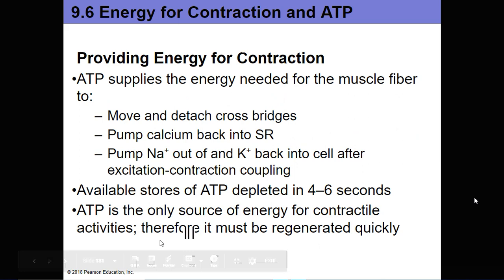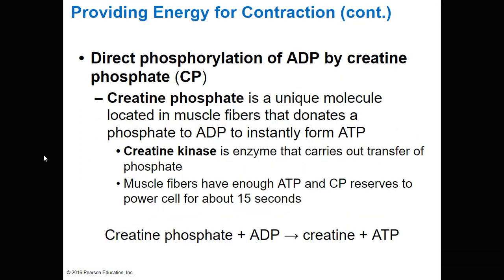All right, so one of the fastest ways to generate ATP is going to be using creatine phosphate. It's a unique molecule that's located in muscle fibers that's going to donate a phosphate to ADP to form ATP. It uses the enzyme creatine kinase to carry out the transfer of the phosphate. So muscle fibers have enough ATP and creatine phosphate reserves to power the cell for about 15 seconds. So this is going to be a fast reserve.